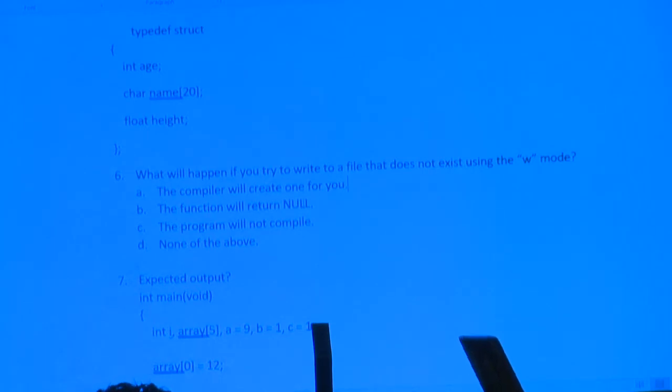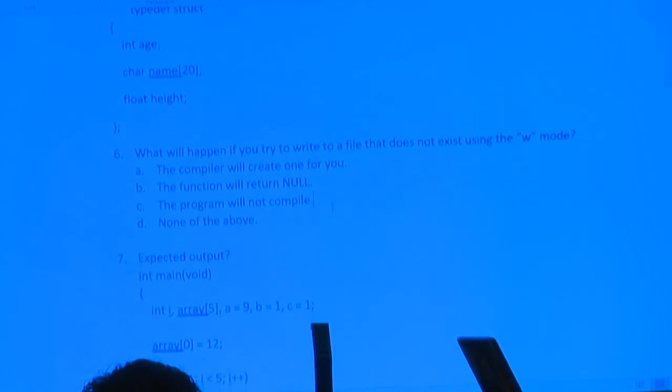If you try to read from a file that doesn't exist using the R mode, the fopen function will return null. And then if you try to run that program using your null file pointer, then your program will probably crash, but it will compile. So the answer there is A.